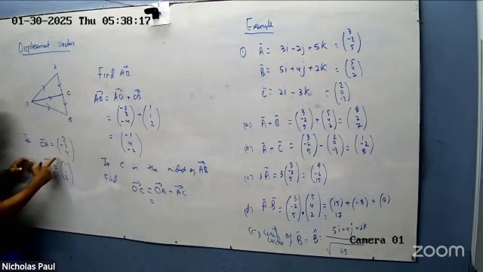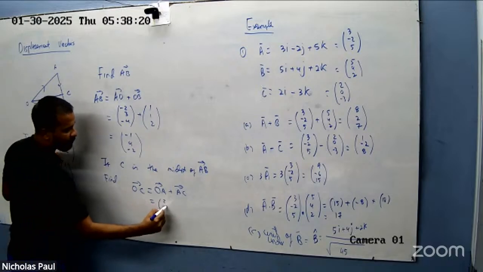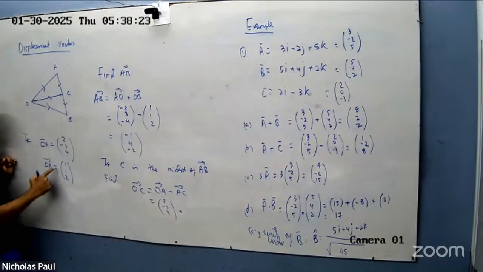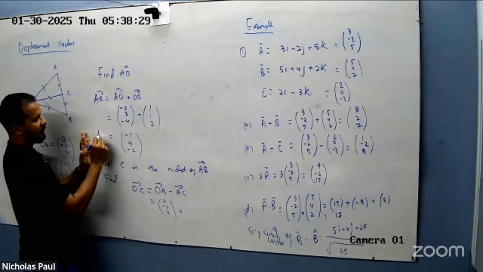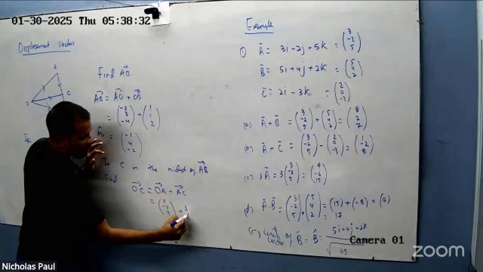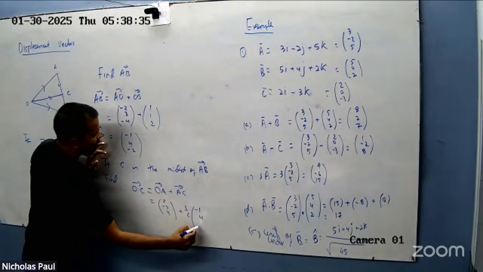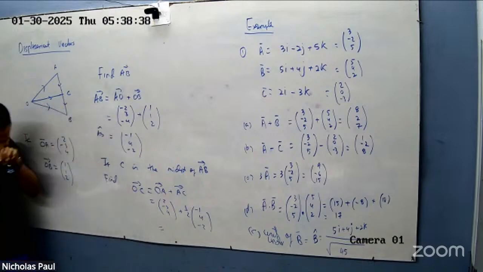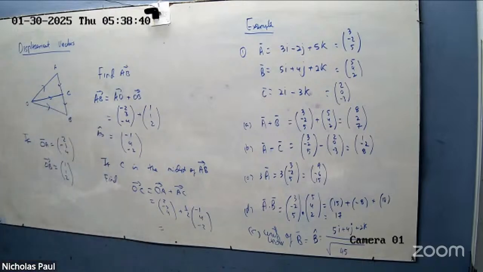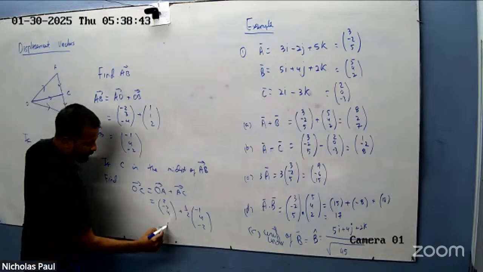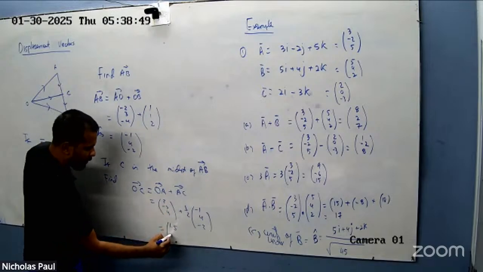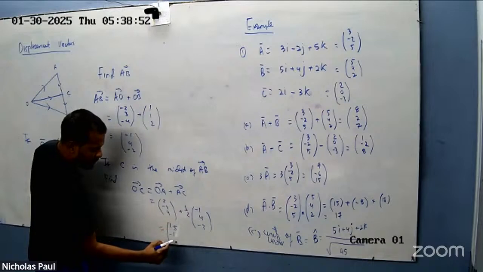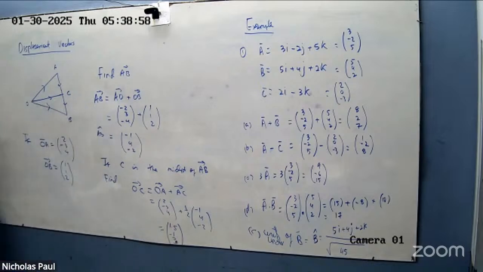Right, O to A was 2, -3, 4. And A to C was half of this, because this is AB. So it's half of -1, 4, -2. I am getting 1.5, 1.5, -1 and 3.